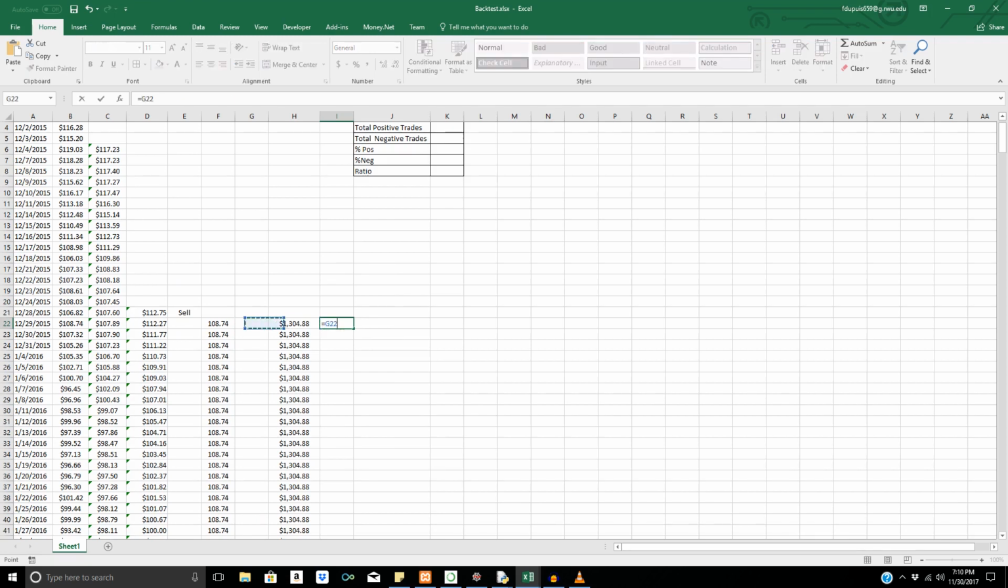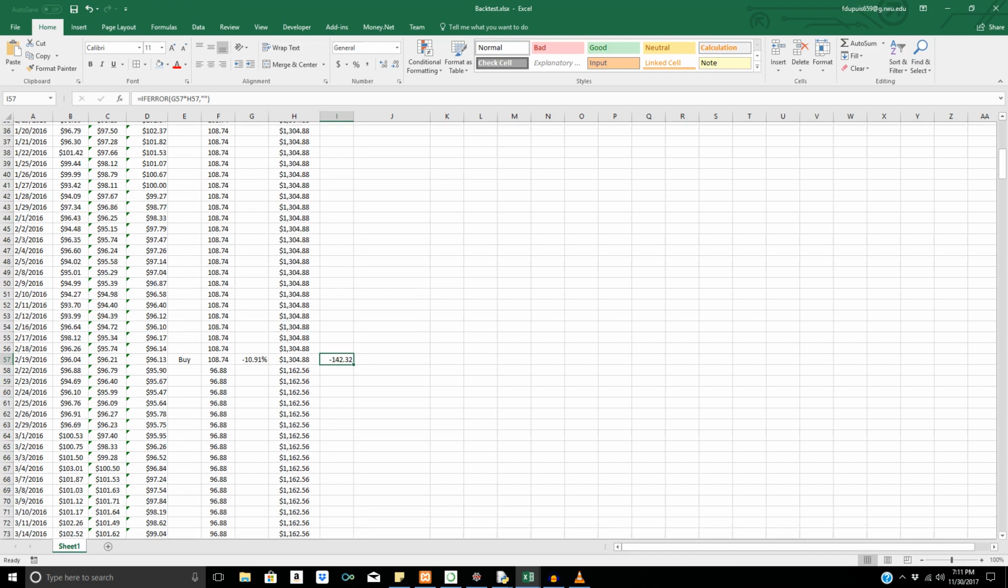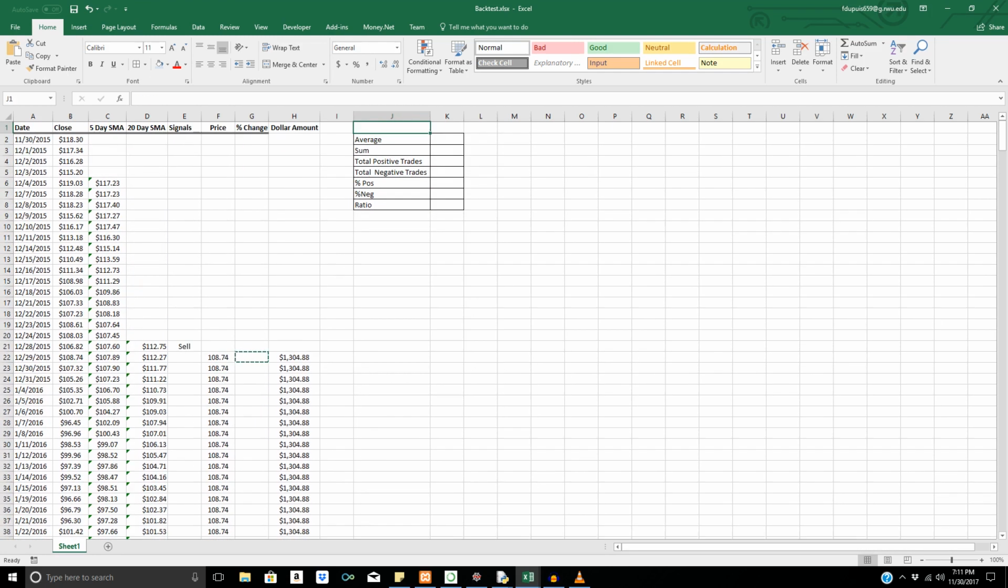Actually, my bad. If that cell times this dollar amount, so the percent change times the dollar amount, is going to be an error, so if error, what do we want as the error? Just a blank cell. There we go. Let's see if this calculates it. So we lost $142.32, and that makes sense. That all makes sense. So we have it in dollar terms too.